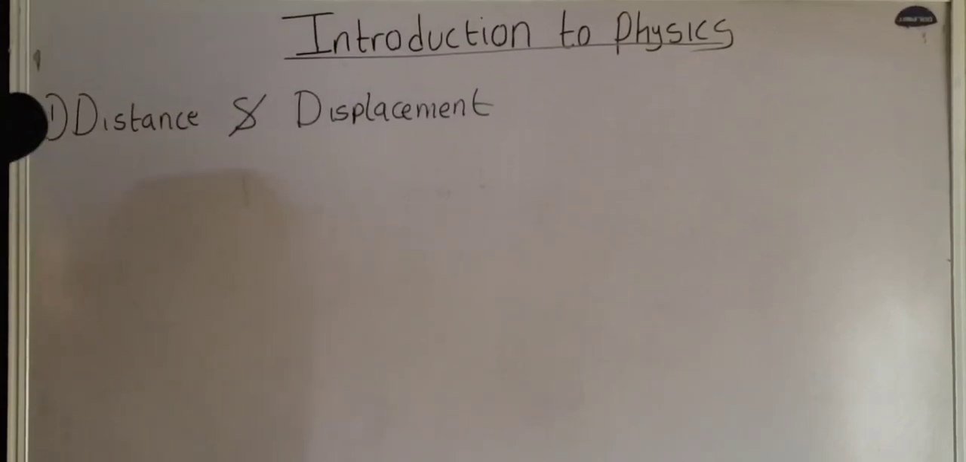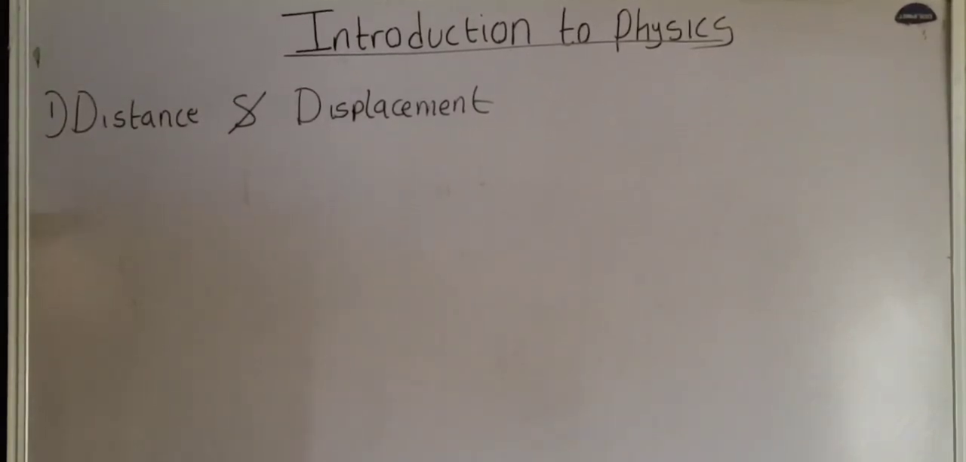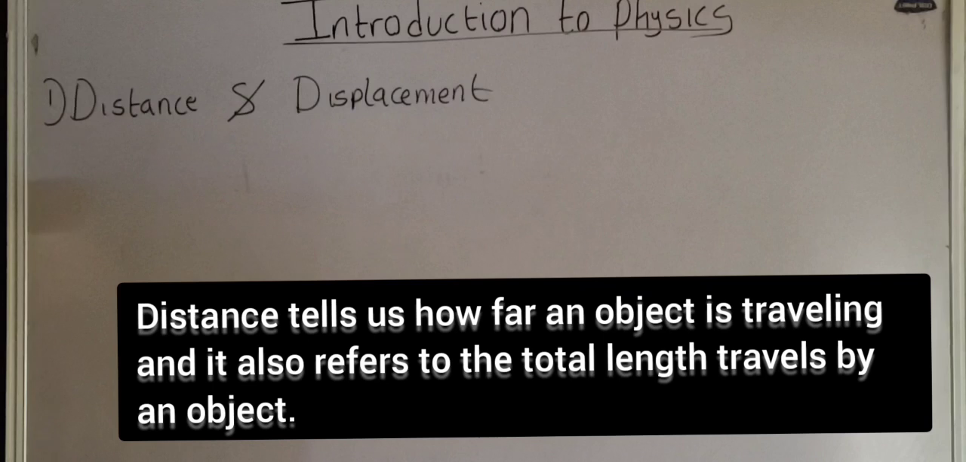Distance talks about how far an object is traveling. Distance refers to the total length traveled by an object. That is what is meant by distance.